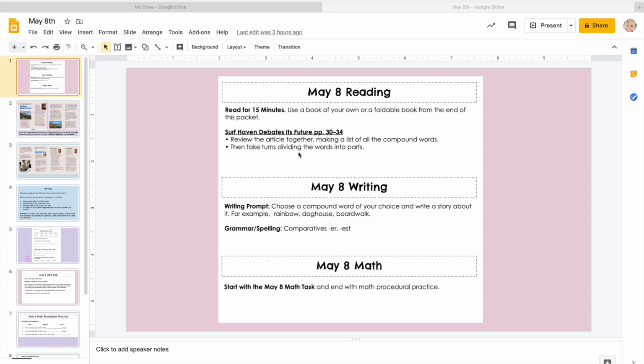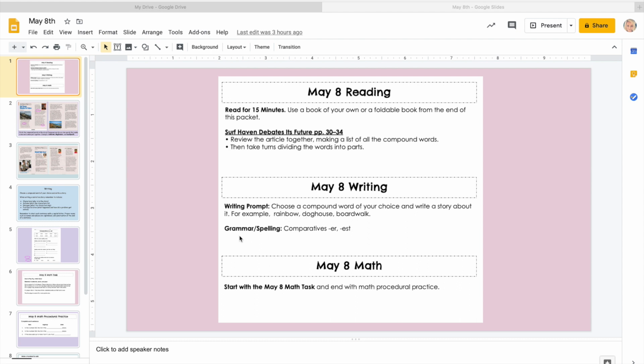And then you're going to take turns dividing the words into parts. So when you have those compound words, work with somebody in your family, either an older sibling or a parent, and take the words apart and then see how when they're put together, they make a completely different word. Okay? For your writing, you're going to choose a compound word of your choice and write a story about it. For example, some compound words are rainbow, doghouse, boardwalk. As you can see, we have rain and we have bow, and then when it's put together, it makes a completely different word and changes that meaning.